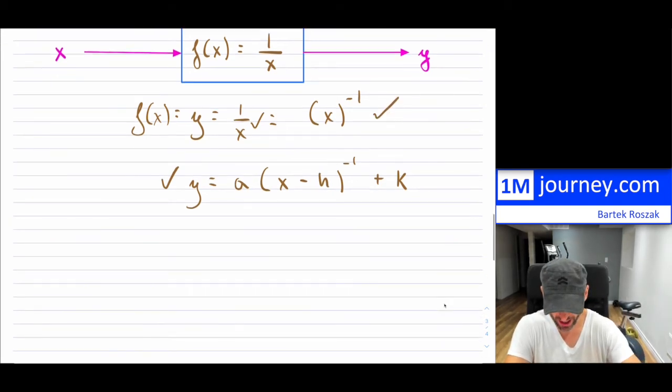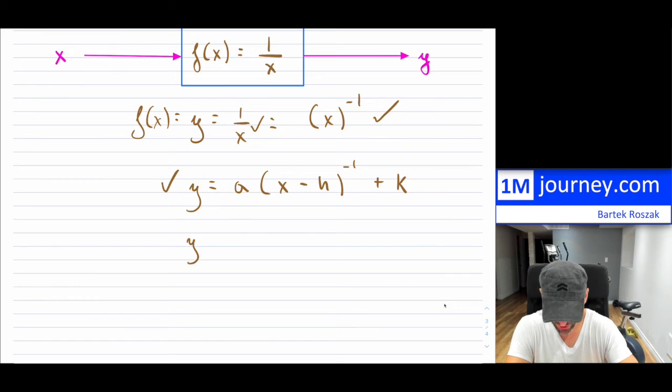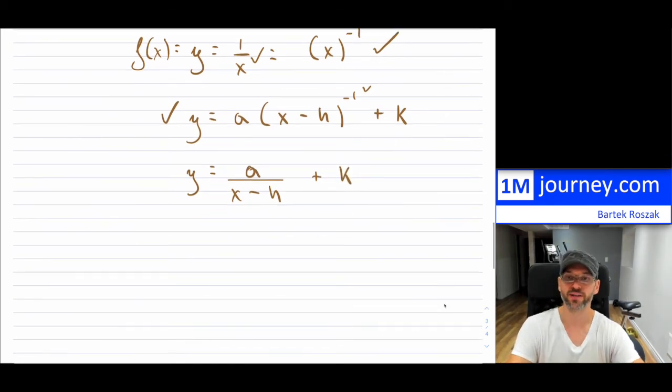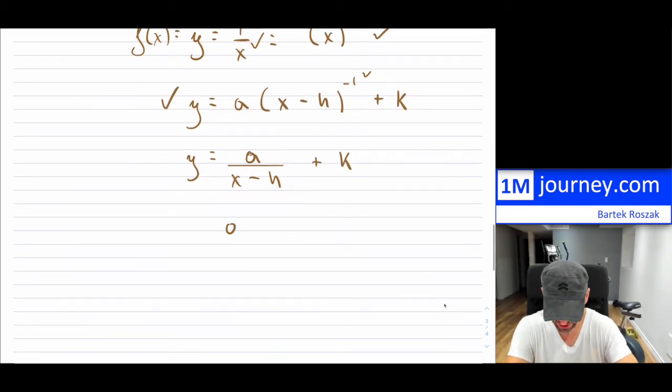And if you want to write it in terms of its numerator and denominator, then it's going to be a, all over, and because this is -1, it's going to be x minus h plus your k. So it's going to look kind of like this. Or you can keep that a in front. If that a is in front, you can keep it like that if you want.